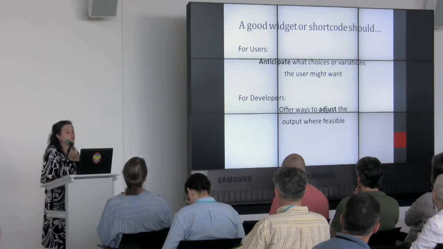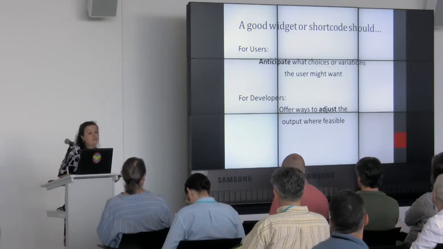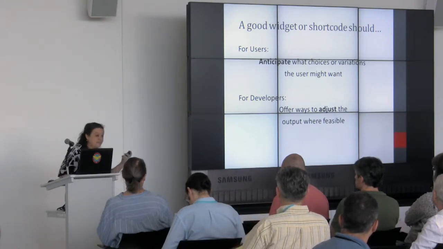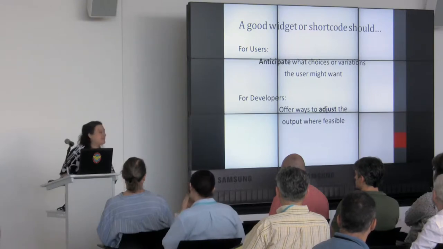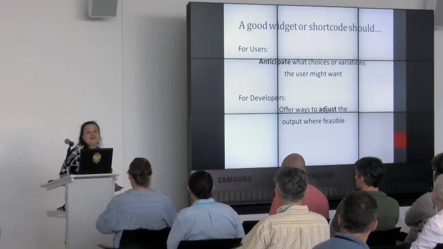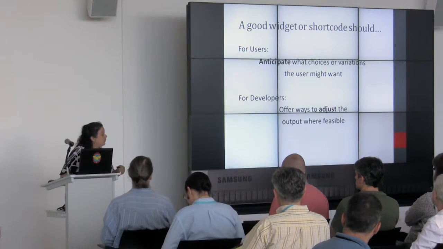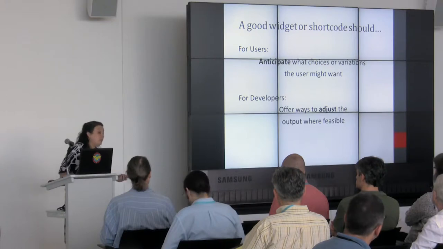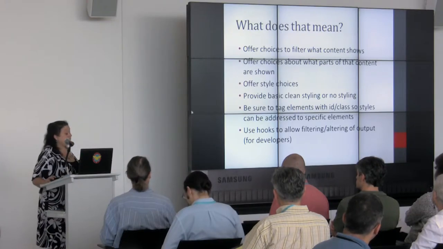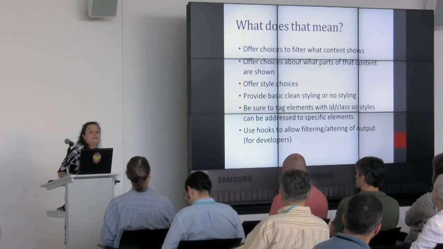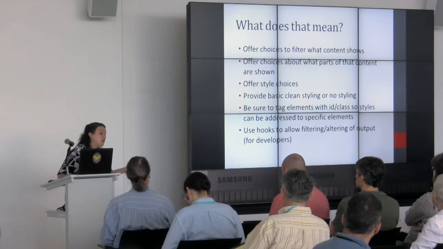In my opinion, a good widget or shortcode for a user really needs to anticipate what the choices and variations are that the user might want. I'm not sure why the column shortcode person didn't think that 5/6 was going to be needed when every other iteration was. It seemed to just be an oversight. So anticipating what choices a user might want. And for developers, when you're writing the shortcode, I think it's also extremely valuable to offer ways to adjust the output on the other side. A little bit about how that can manifest is offering choices about how to filter the content, offering choices about maybe what part of the content is shown.